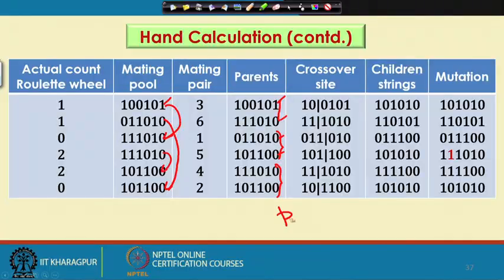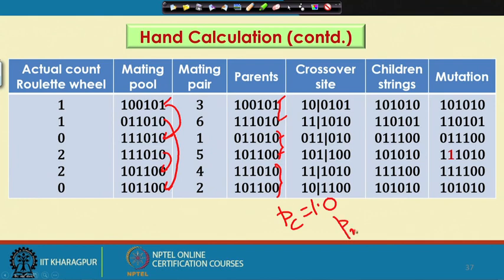Now, supposing that the probability of crossover, that is P c, is equal to 1.0. That means all 3 mating pairs are going to participate in crossover. And let me also assume that the probability of mutation is equal to 0.03, a very hypothetical value. Now, let us see how to proceed with the crossover and the mutation to get the final solution at the end of the first iteration.